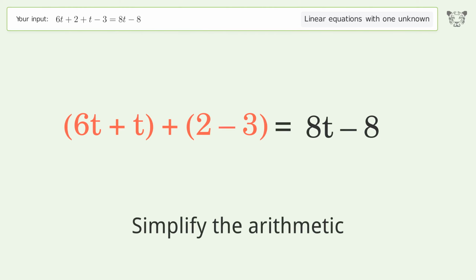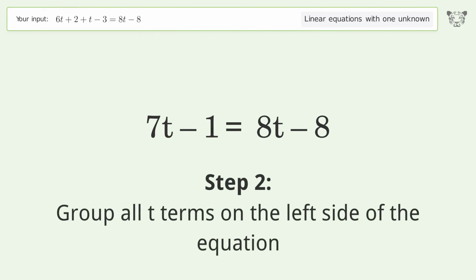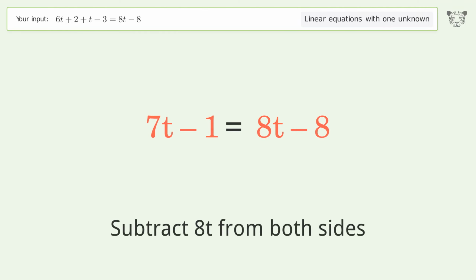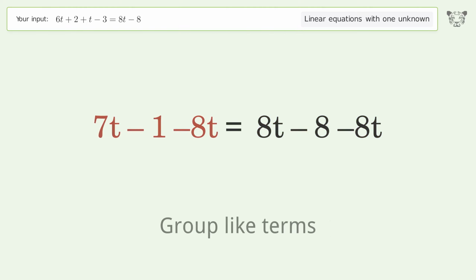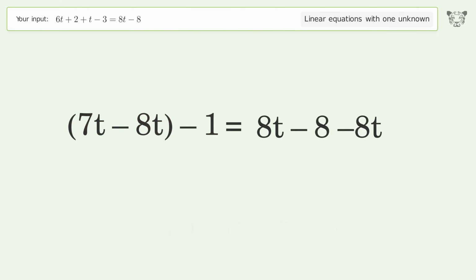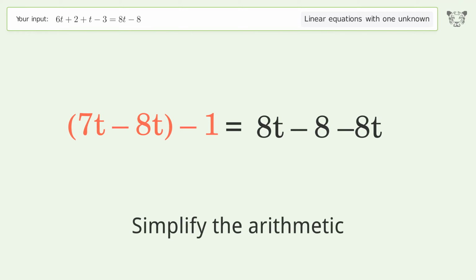Simplify the arithmetic. Group all t terms on the left side of the equation. Subtract 8t from both sides. Group like terms. Simplify the arithmetic.